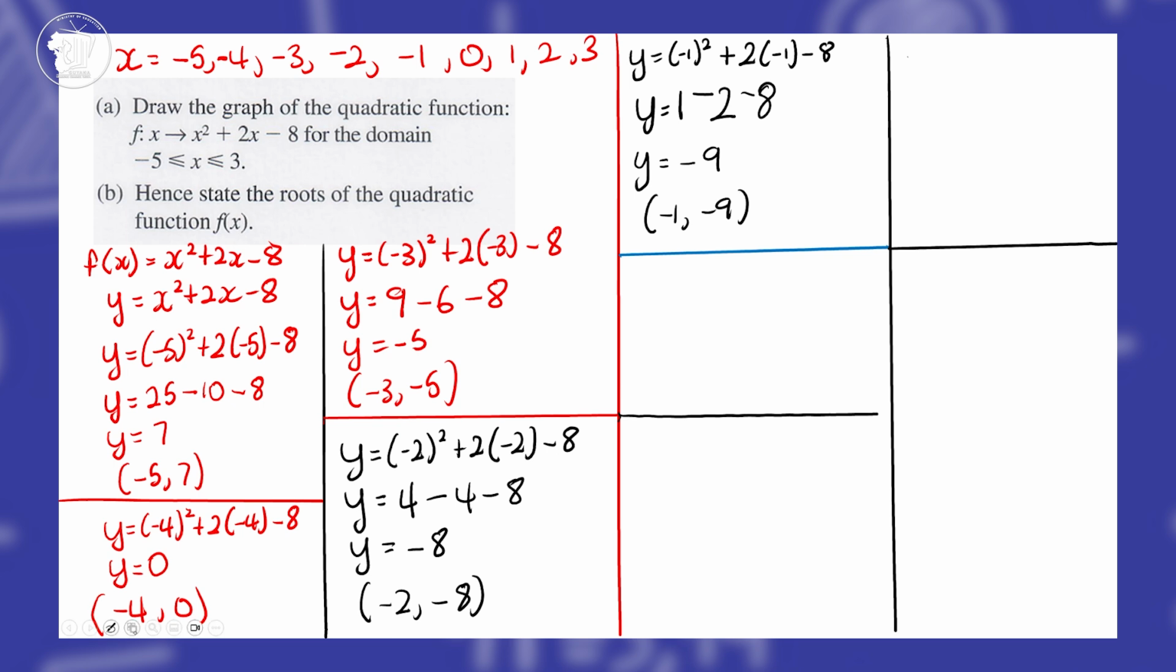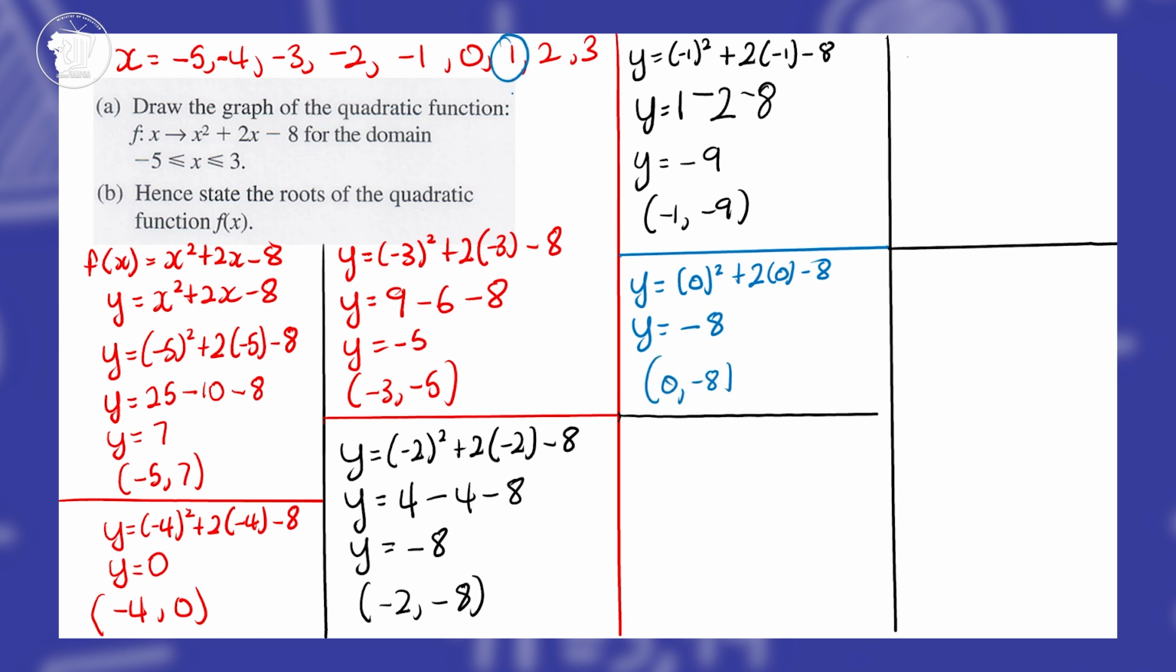So let me use another color. Let's use a blue to move on to the next one. So the next number that we'll use is 0. So y will be equal to, instead of x squared, we'll have 0 squared plus 2 times x, which is 0, minus 8. So y will be equal to 0 times 0 is 0, 2 times 0 is 0, 0 minus 8 would be a minus 8. So our coordinates here would be 0, negative 8.